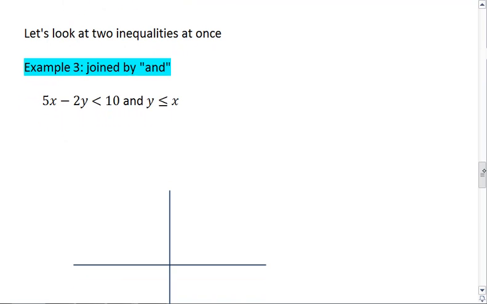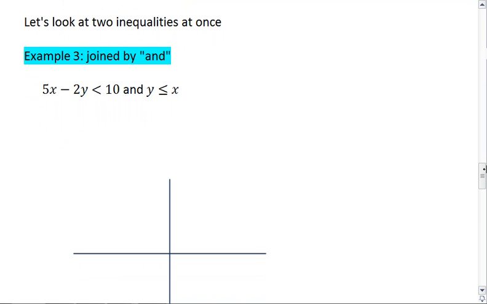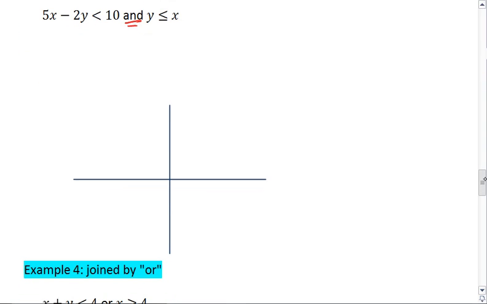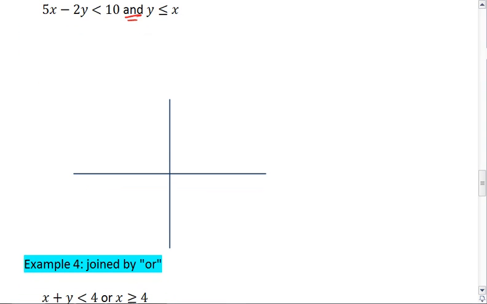We're going to go on to part 2, where we look at two inequalities at once. In this first example, we're going to look at inequalities that are joined by the word and. We have 5x minus 2y less than 10 and y less than or equal to x. We solve both inequalities as normal. Let's start by focusing on 5x minus 2y less than 10.